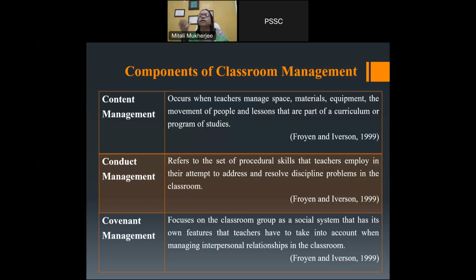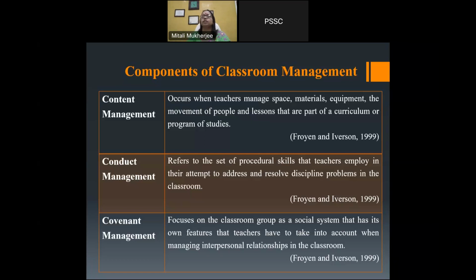Okay, for discipline. Now, yes, your presentations, very correct. And covenant management is very important, but it is ignored. It is ignored widely in the classrooms. So yes, covenant management means that you have to develop your classroom as a social system, which has its own features that teachers have to take into account when managing interpersonal relationships in the classroom.